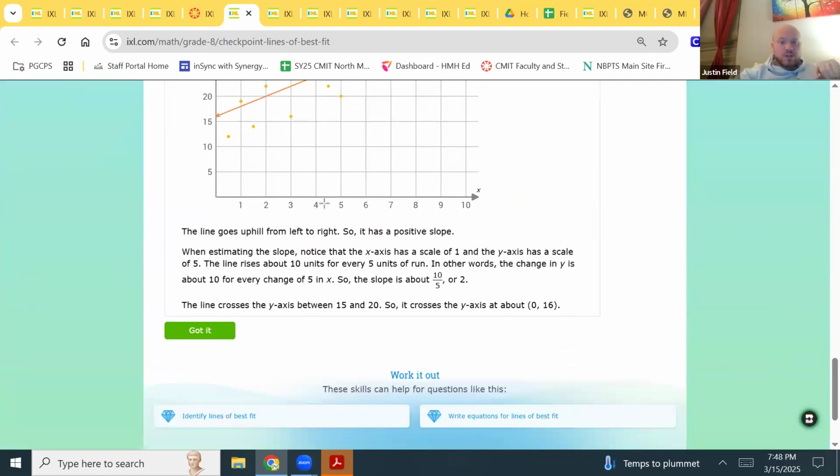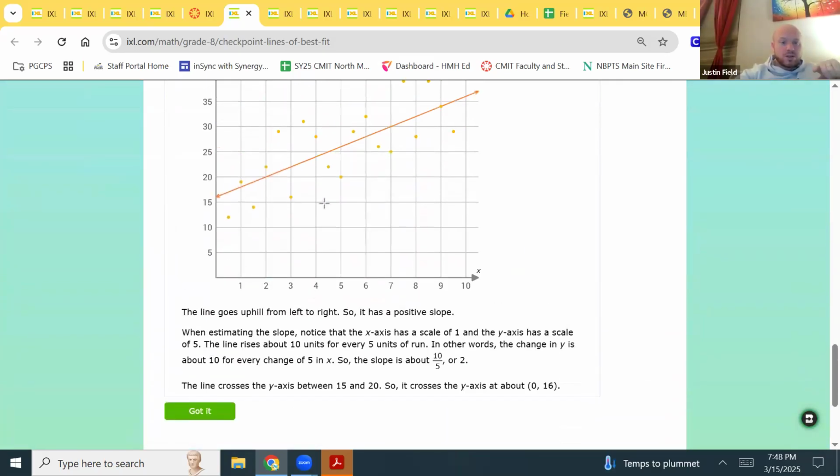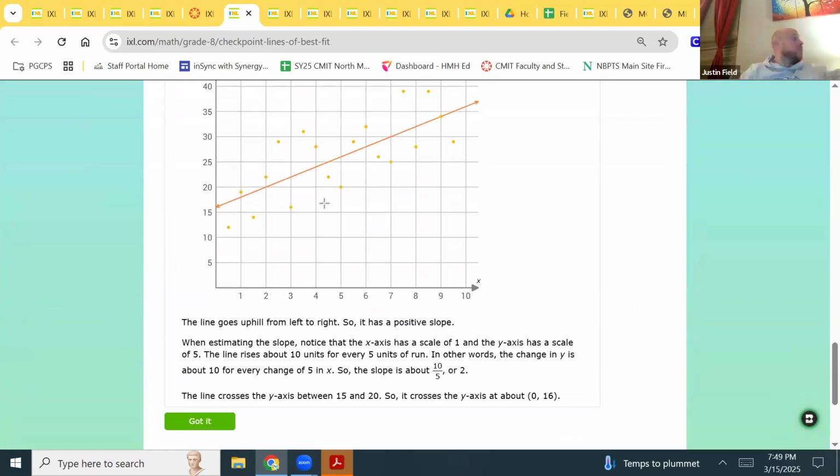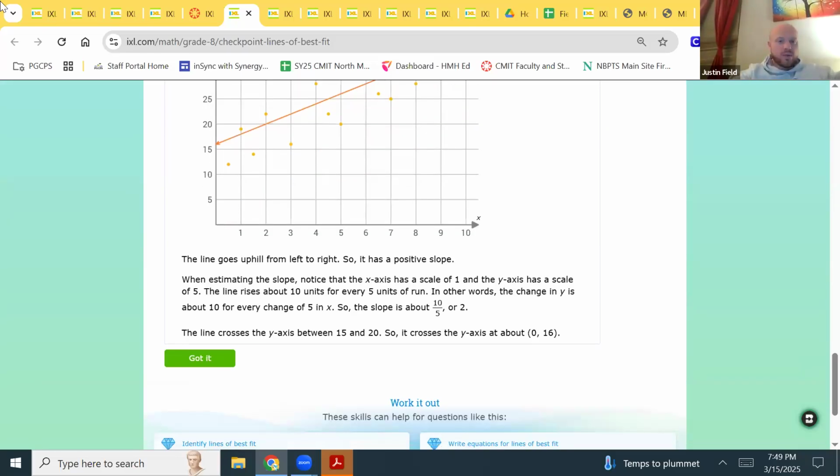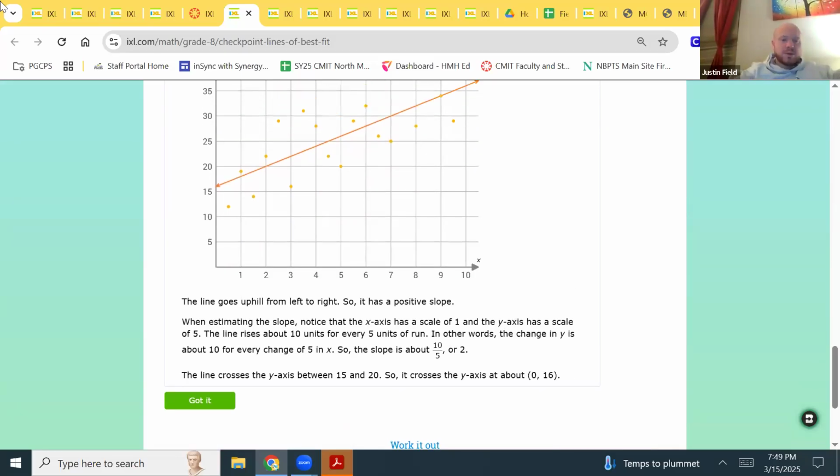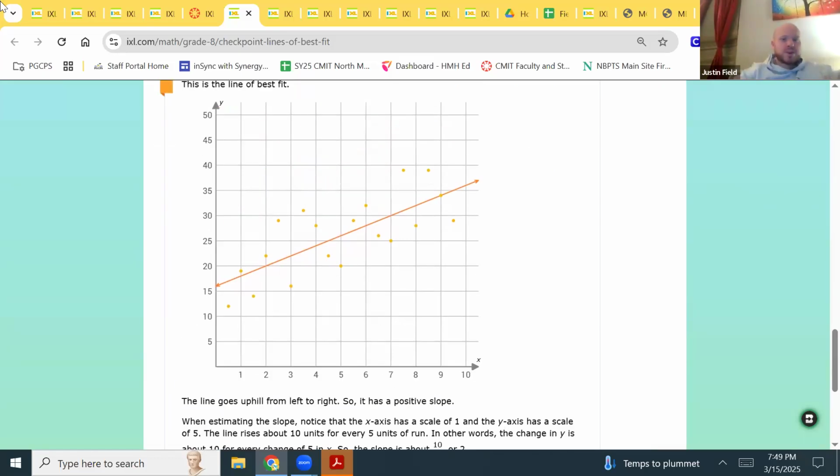Okay, so what we should have done was pick 2 points on the line and find the slope that way. And then I would have gotten it correct. I got the other 2, okay? And so we are going to work on that together.